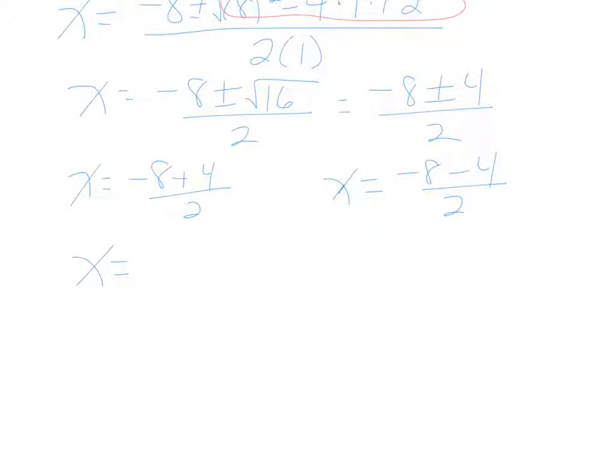x would be, let's see, negative 8 plus 4 is negative 4 over 2, negative 2. And then the other one, negative 8 minus 4, would be negative 12 over 2, which is negative 6. Remember, quadratic equations always have two answers because the highest power is 2. So negative 2 and negative 6.